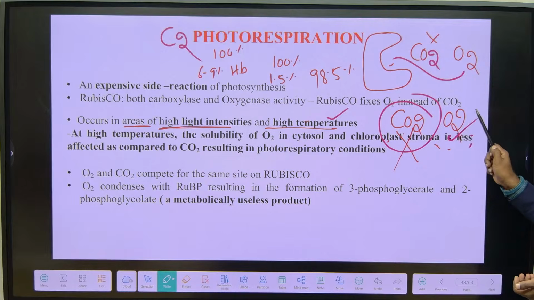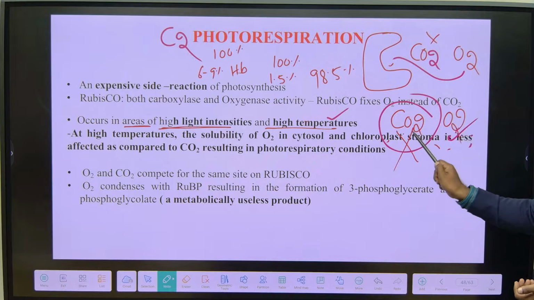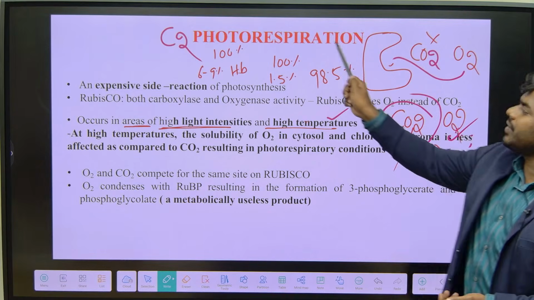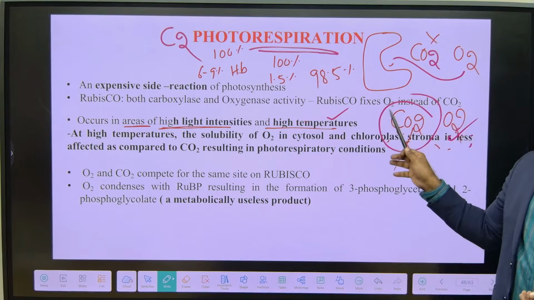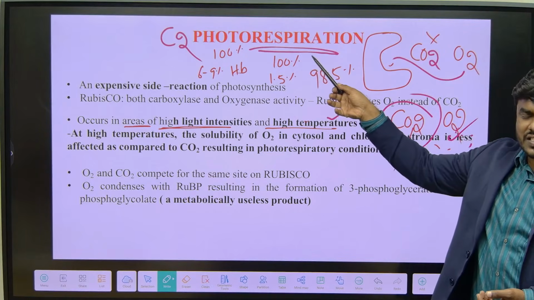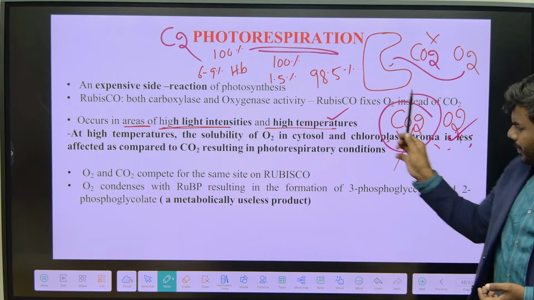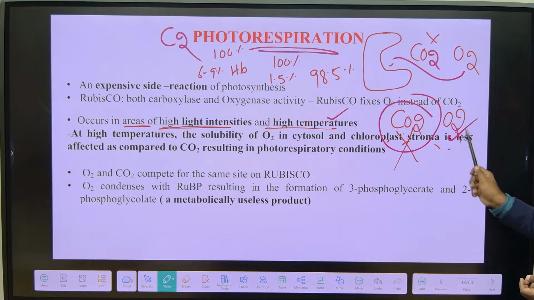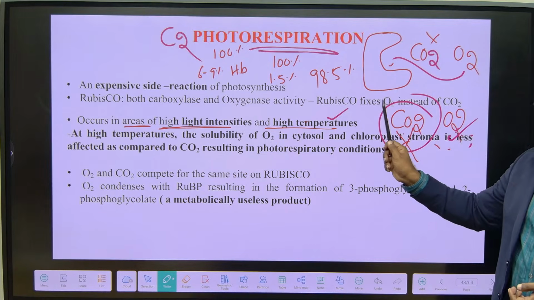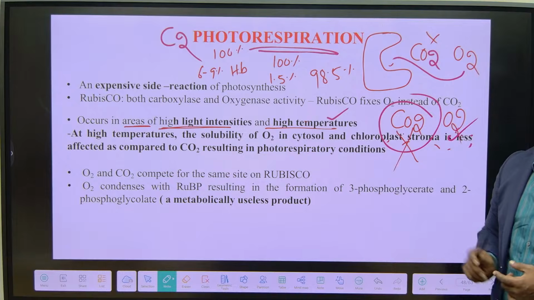So Rubisco uses that oxygen. When Rubisco fixes oxygen instead of carbon dioxide, that reaction is called photorespiration. It is not at all necessary for this reaction to happen, correct? Because the plant has to fix only carbon, but unnecessarily it is fixing oxygen because of the activity of the enzyme at a higher temperature.